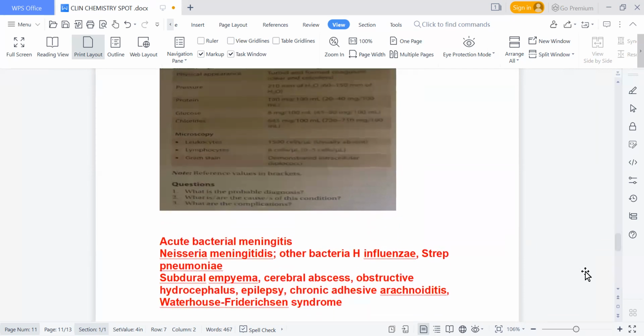Also, on microscopy, if you were to have an increase in red blood cells, it would signify that there's some subarachnoid hemorrhage, that there's malignancy, or that there was trauma induced during the tapping of the CSF.